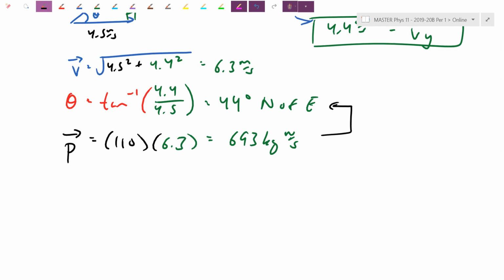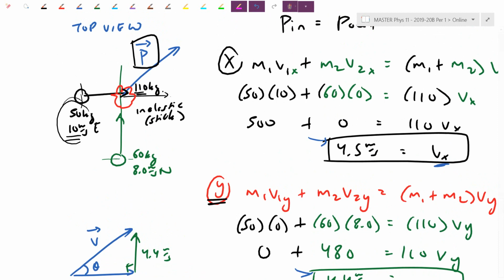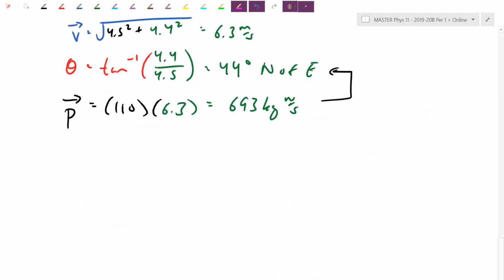So hopefully that example makes sense for you here. I'm going to show you one last spin-off of it. What if these two skaters here weren't coming in purely X, purely Y? What if they actually came in at an angle? This one here comes in at an angle. What if they end up going off at an angle? We'll see how that question looks. So let's just try this out here.